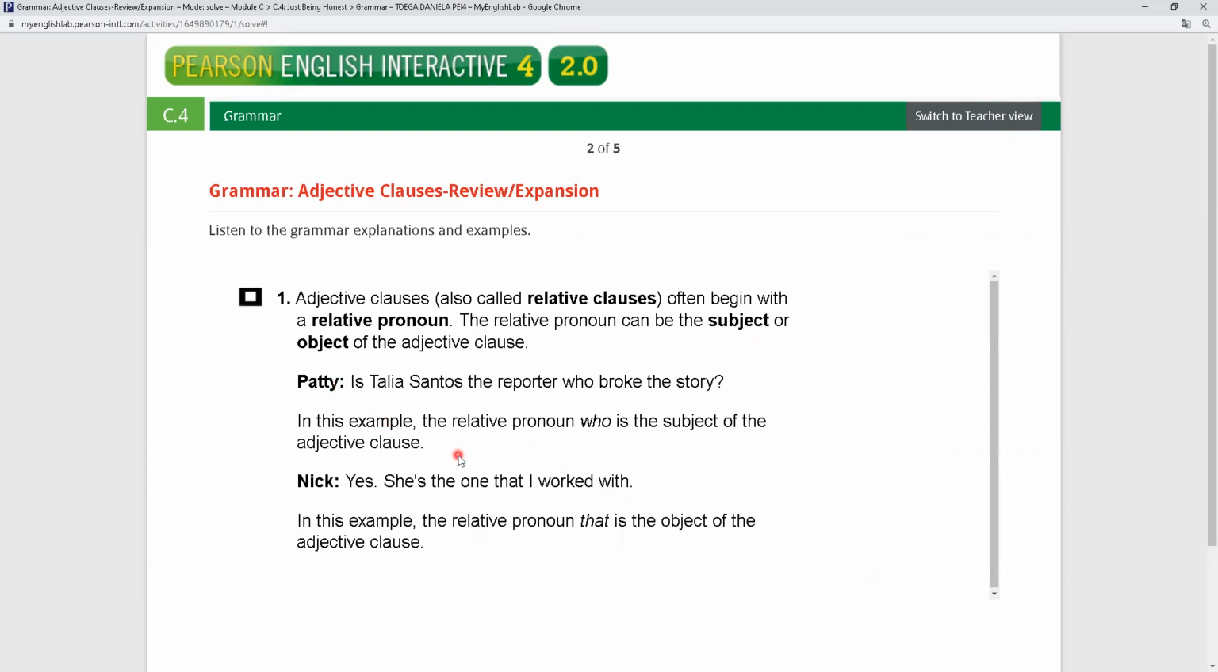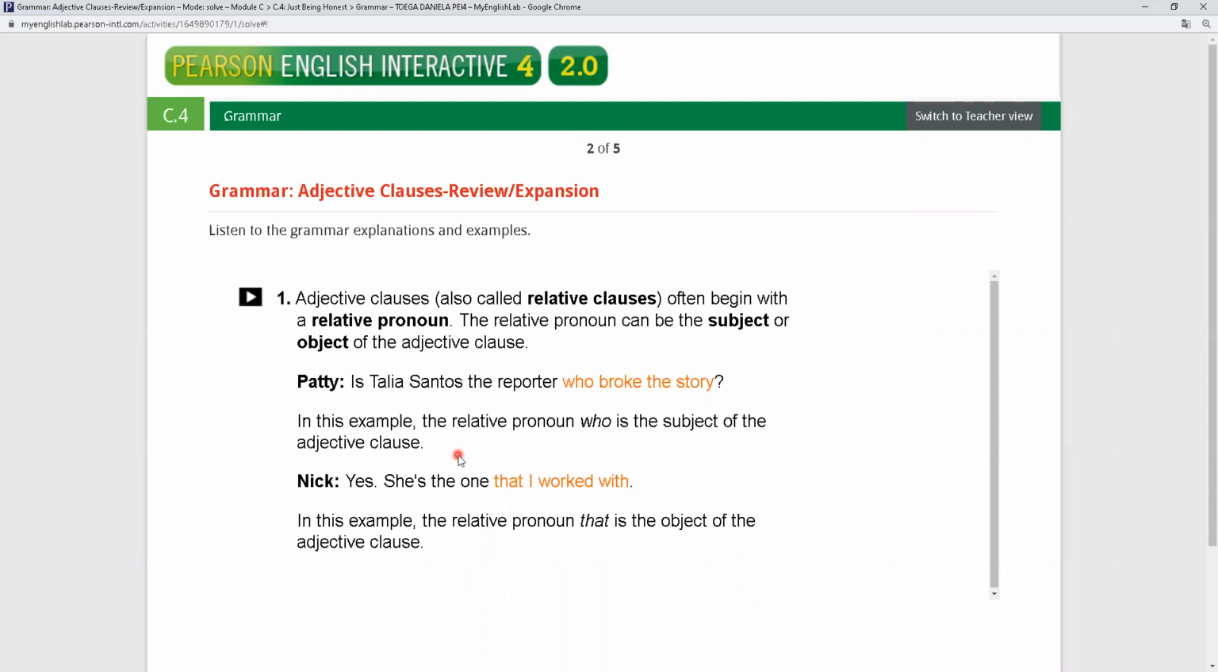Adjective clauses, also called relative clauses, often begin with a relative pronoun. The relative pronoun can be the subject or object of the adjective clause. Is Talia Santos the reporter who broke the story? In this example, the relative pronoun who is the subject of the adjective clause. Yes, she's the one that I worked with. In this example, the relative pronoun that is the object of the adjective clause.